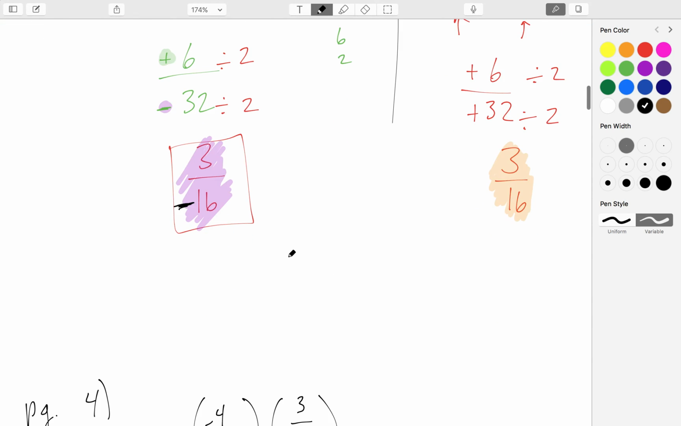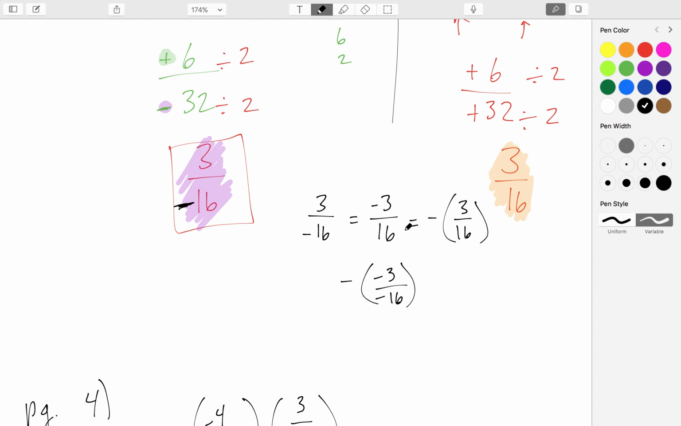Now, we got to talk a little bit about the notation. So this will be something on your test. There's one problem like this on your test where you have to explain the notation and how you can write this in different ways. You need to realize that you could write 3 over negative 16, and this is equal to negative 3 over 16, and this is equal to negative 3 over negative 16.